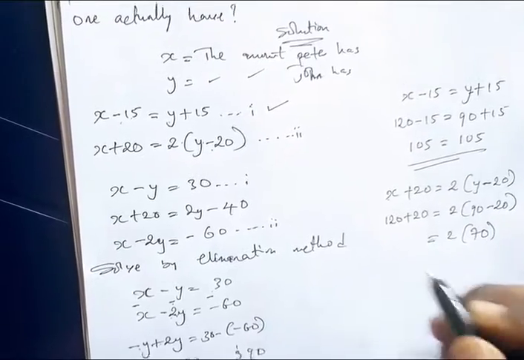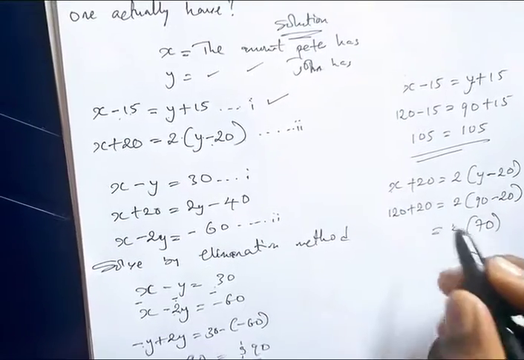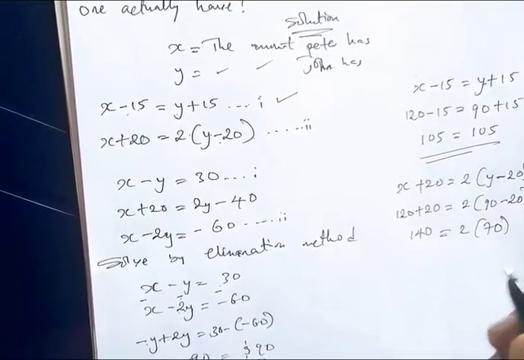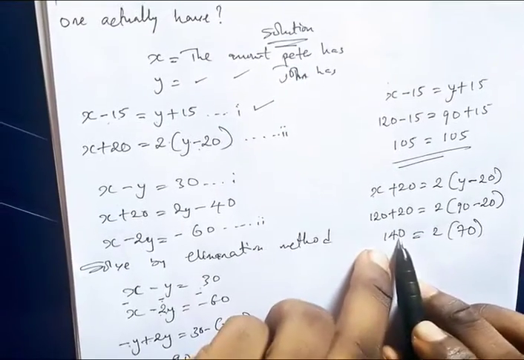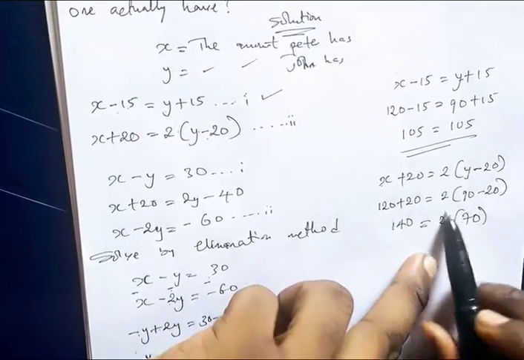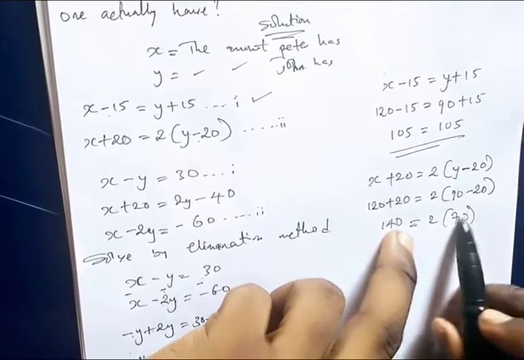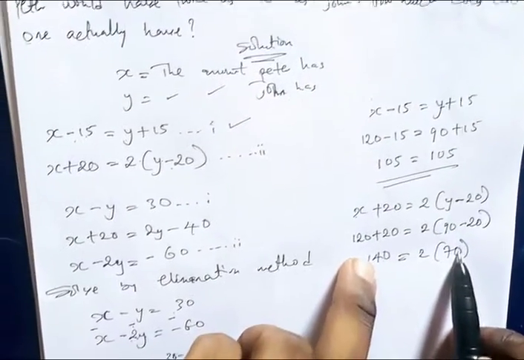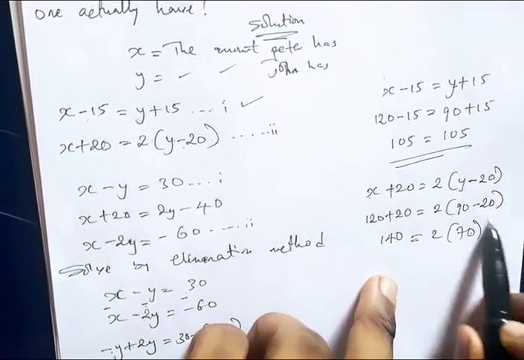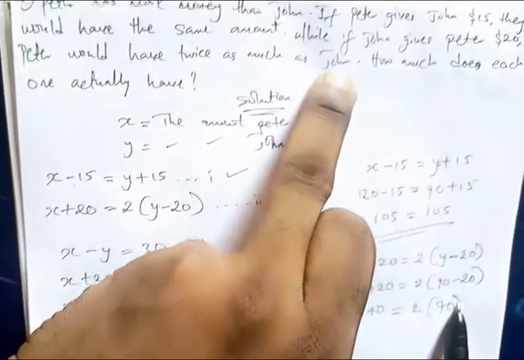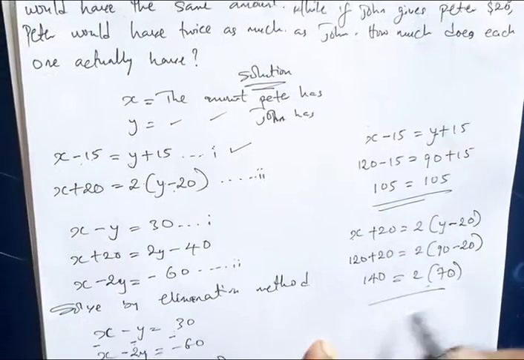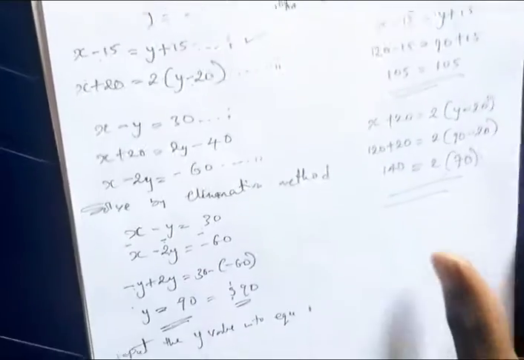And we can see that this actually works because 120 plus 20 gives us 140, and we can see that Peter has twice as much as what is left, because 2 times 70 will give us 140. So Peter has twice as much as John. And this statement is also correct.